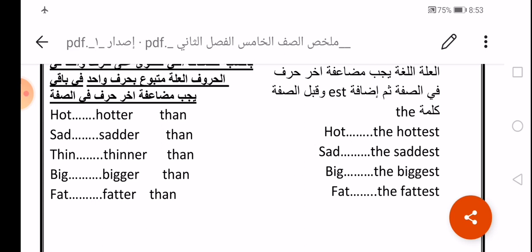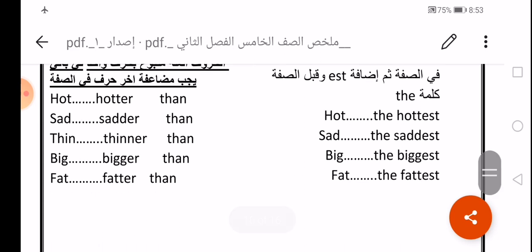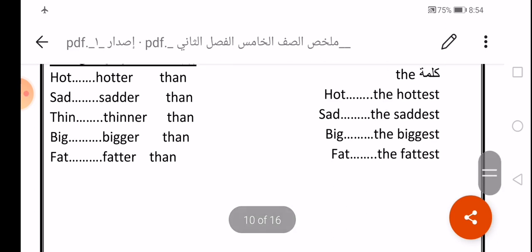if there is any comparison between two. Thin also, T-H-I-N. In comparing, we are going to write n twice: T-H-I-N-N, and then we are going to add -er. Er for the comparative, -est for the superlative.